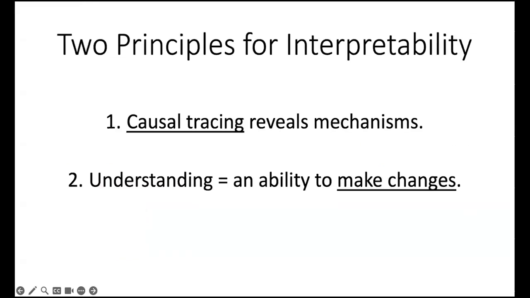So there's a couple principles for interpretability that I would advocate. In the old days we would look for all these saliency maps, which are correlative signals of what kinds of things correlate with certain behavior of the model. But I think that the most interesting things are causal. Causal tracing, looking for causal effects, does a better job at revealing mechanisms. It's harder to get fooled when you're looking for causal effects.